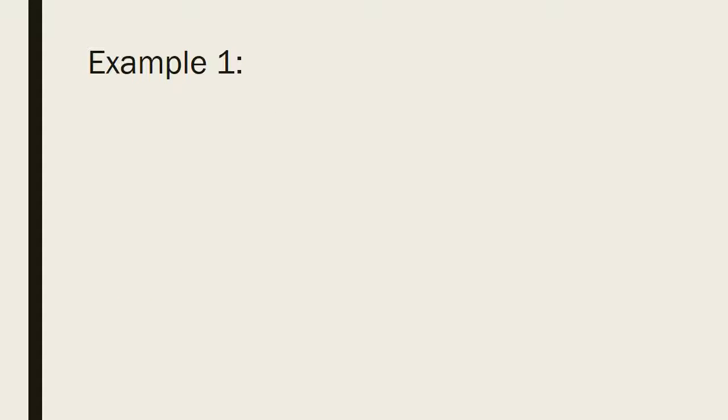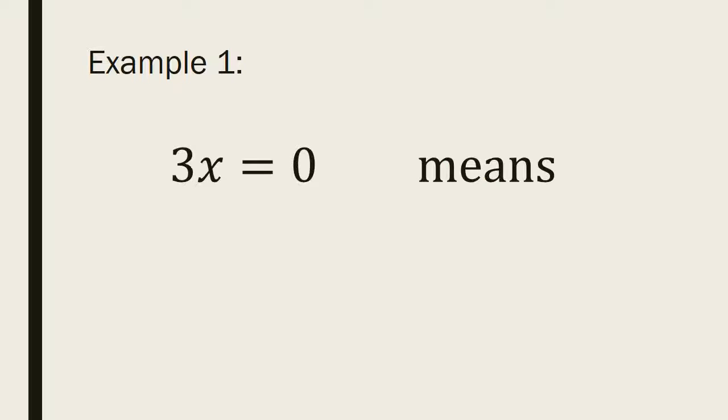Let's take a look at our first example. In this example, we have 3x equals 0. This means that we have two factors, 3 and x, and their product is equal to 0. Based on the zero product property, that means that either the first factor is equal to 0, which means 3 equals 0, which is not a true statement, or x is equal to 0. So in this case, the solution for this equation is x equals 0.